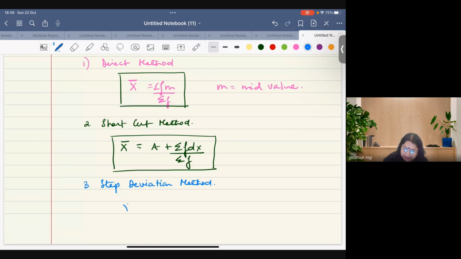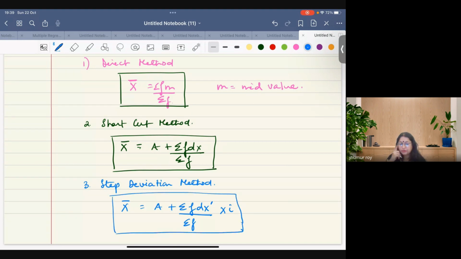Now here we write x bar is equal to a plus sigma f dx dash, put a dash over here, divided by sigma f, multiplied by i. Please write the formulas. I will explain the formulas and I'll do the question. Don't worry.